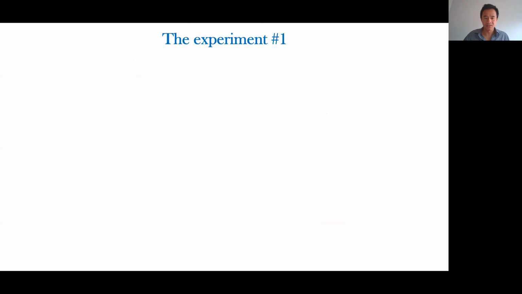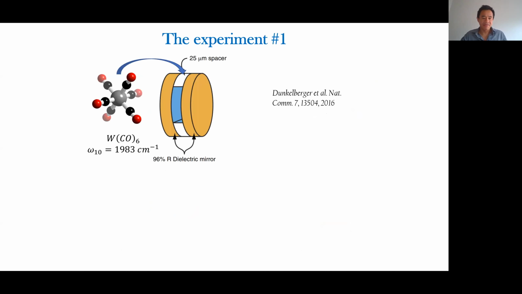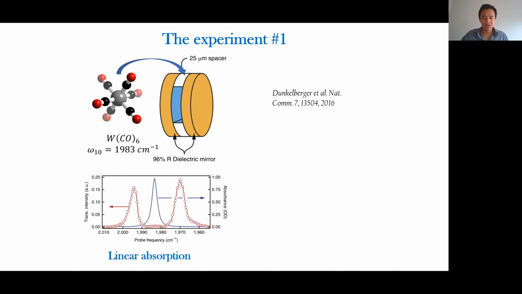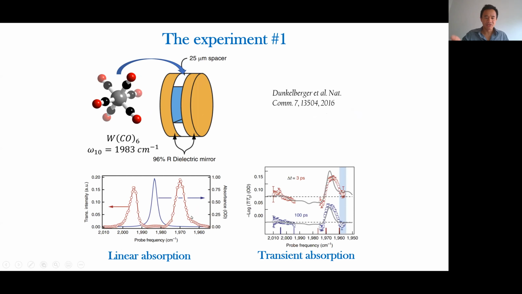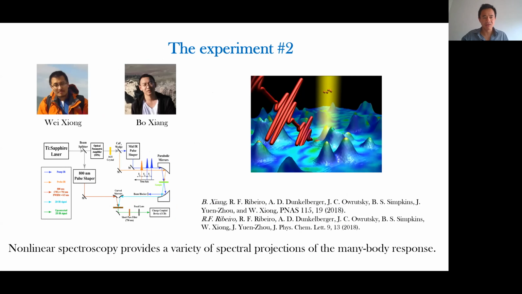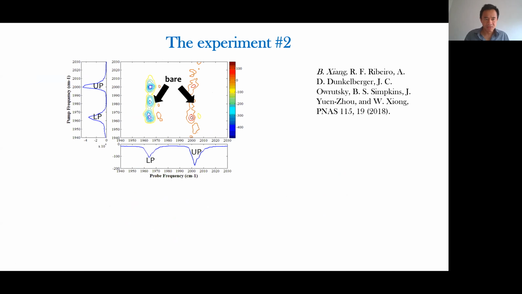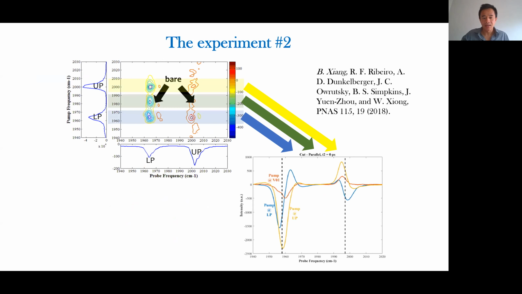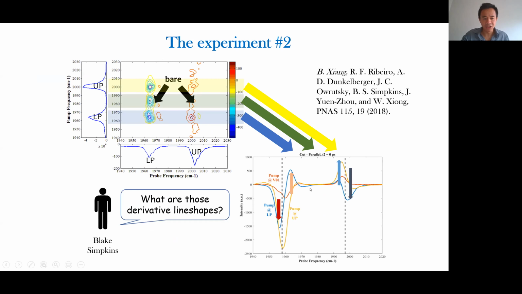So what they did was that they first put tungsten hexacarbonyl inside of an infrared optical cavity. They saw the upper and lower polaritons, and they took the transient absorption, but they were not fully understanding what was going on. So then they went to my colleague who works on 2D spectroscopy. And my colleague took the first 2D spectrum of this type of systems. And they were very puzzled about these things that look like derivative line shapes.